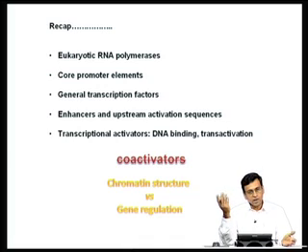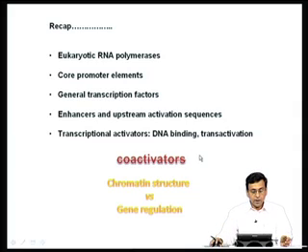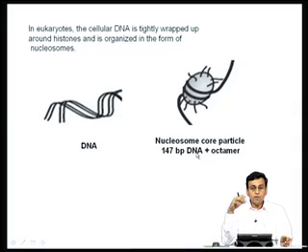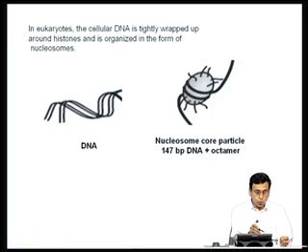the DNA is not naked. DNA is actually wrapped around histones and is organized in the form of nucleosomes. So this is a cartoon shown here. In eukaryotes, the cellular DNA is tightly wrapped around histones and is organized in the form of nucleosomes. So there are about 147 base pairs of DNA wrapped around each nucleosome core particle, and this DNA plus the histone octamer is what forms a nucleosome.